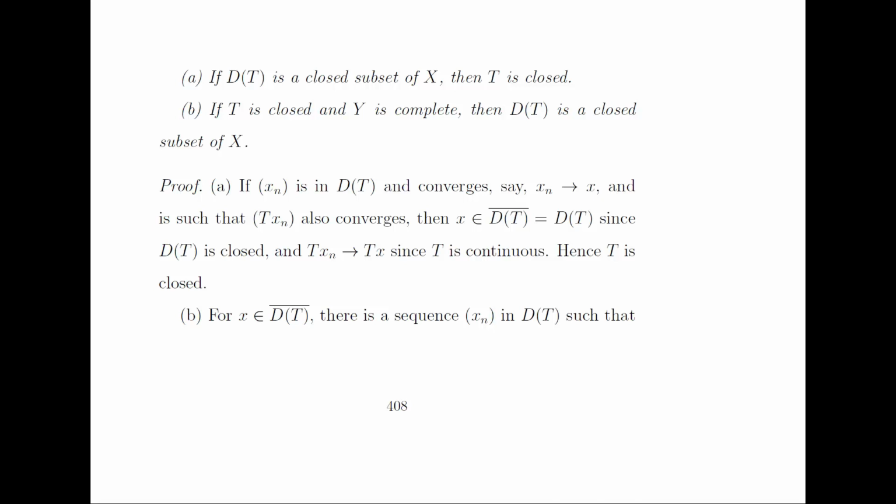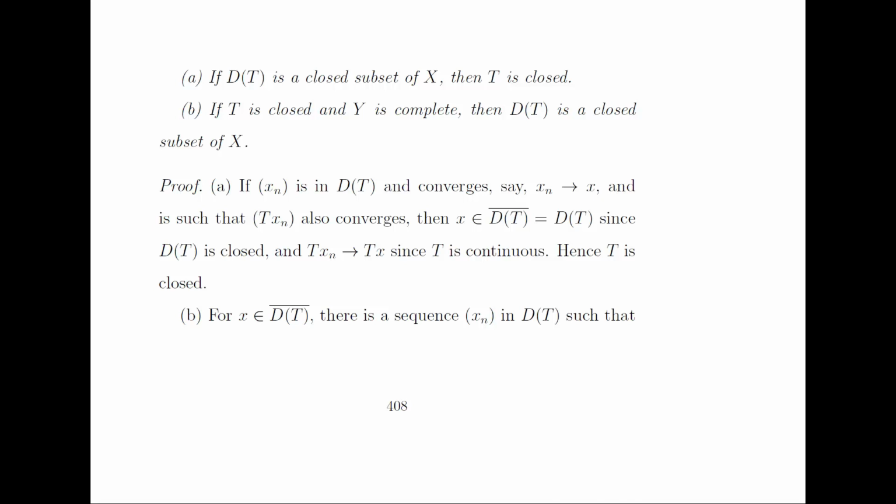So first of all, we'll discuss part A. If a sequence x_n in the domain of T converges, say x_n converges to x, and such that Tx_n also converges, then x belongs to the closure of the domain of T. And since the domain of T is closed, the closure of the domain of T is equal to the domain of T. And thus Tx_n converges to Tx since T is continuous. So hence T is closed.